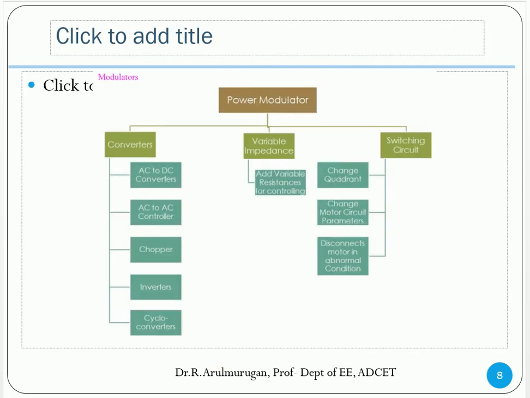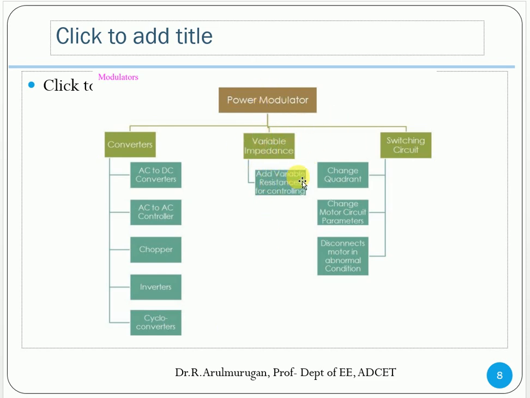Okay, power modulator. Generally the power modulator includes various converters. AC to DC is a rectifier, AC to AC is a voltage regulator or cycloconverter, DC to DC is a chopper, DC to AC is an inverter. Then variable impedance is also a power modulator.